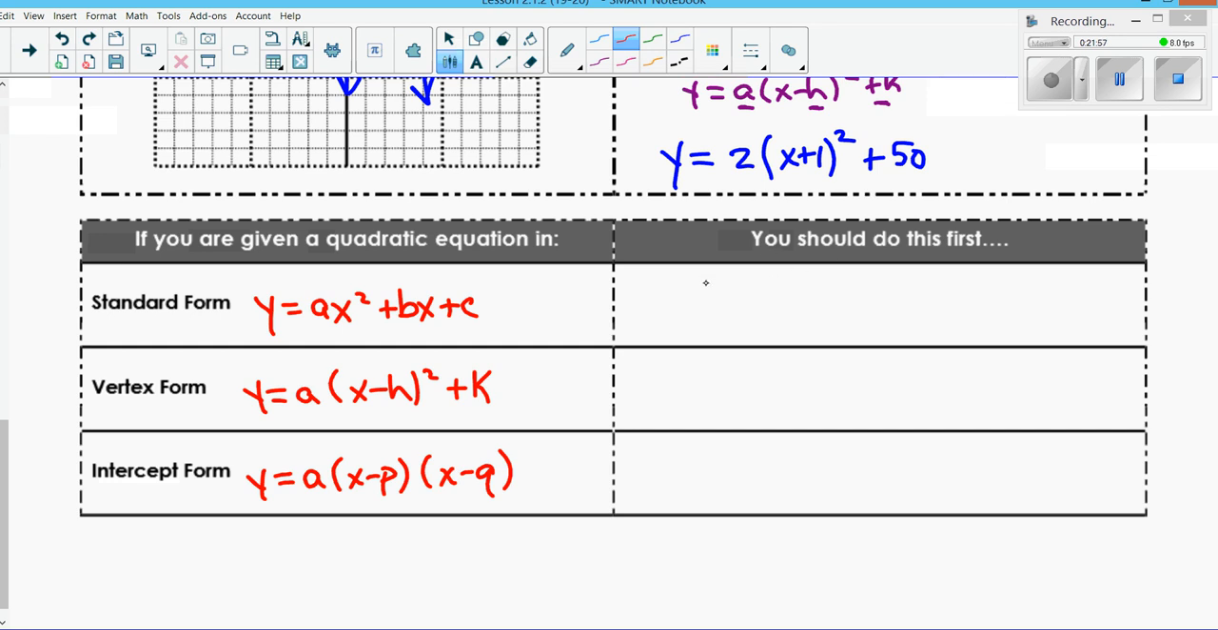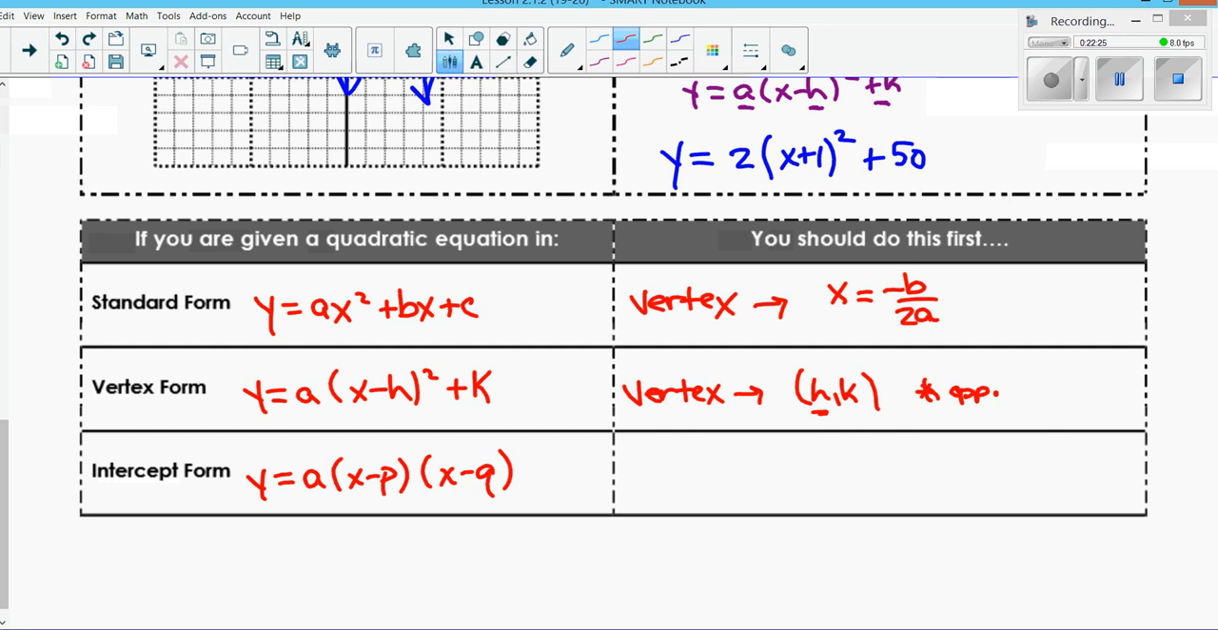What should you do first? If you're trying to find key features and you're in standard form, find the vertex first. And you will do that by doing x equals opposite of b over 2a. If you are in vertex form, find vertex first, which is actually very easy because it's just pulling out the h and the k value, and I'm going to make a note here that says opposite, meaning your h value.